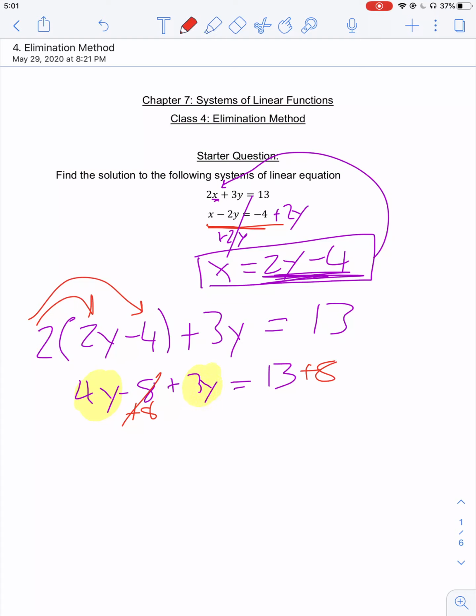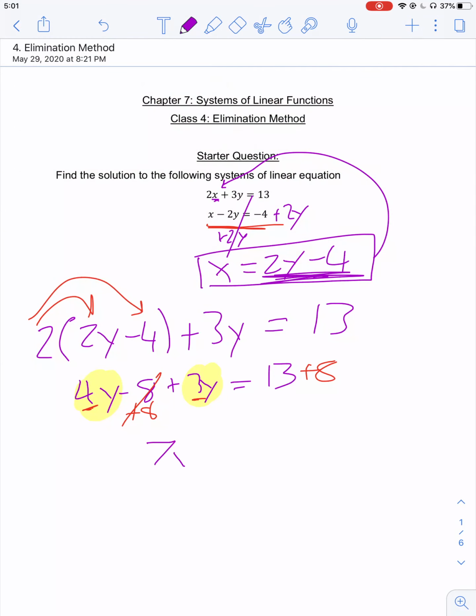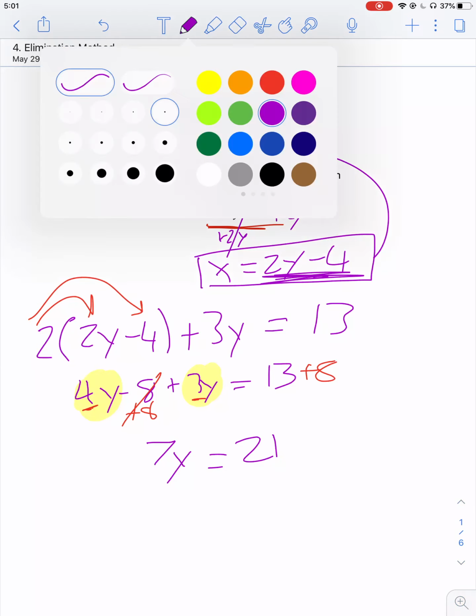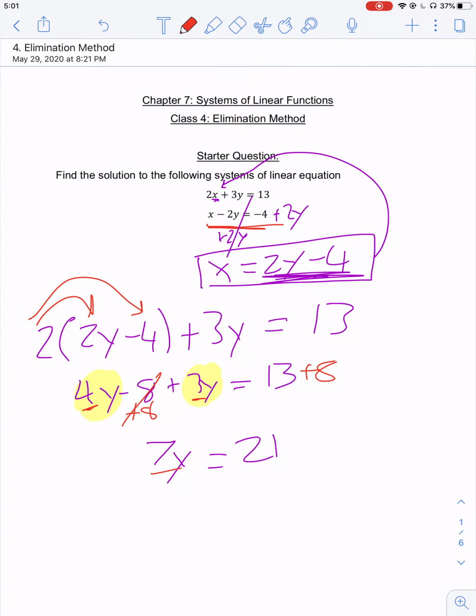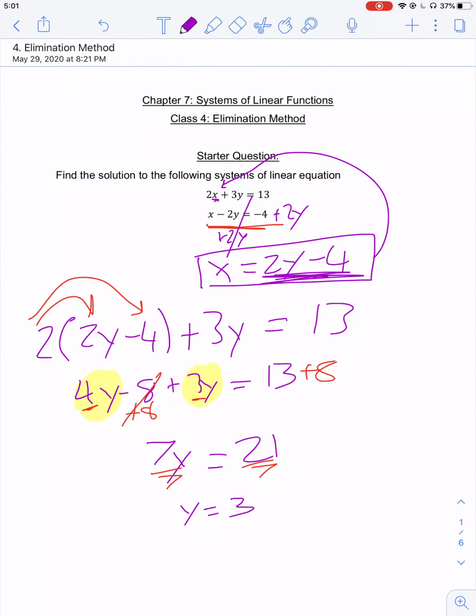You add your coefficients together, right? The 3 and the 4 and the 3 will combine to give you 7. Leave the variable the way it is. And this becomes 21. And then just get rid of the 7, divide by 7, divide by 7. So y is going to be 3, right?